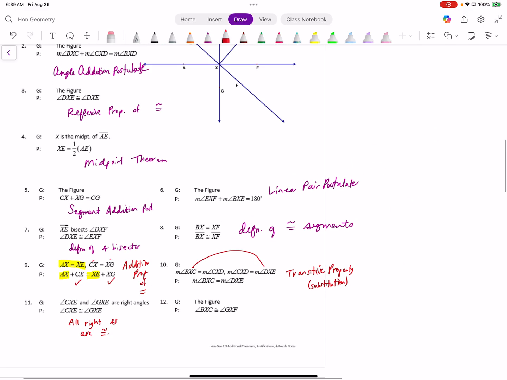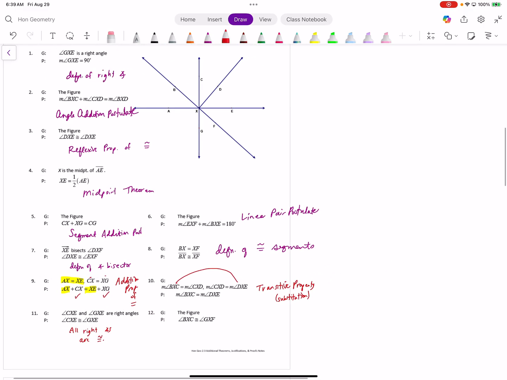And then, given the figure, why do we know that angle BXC, okay, so this angle, and angle GXF are congruent? Because vertical angles are congruent. Okay.